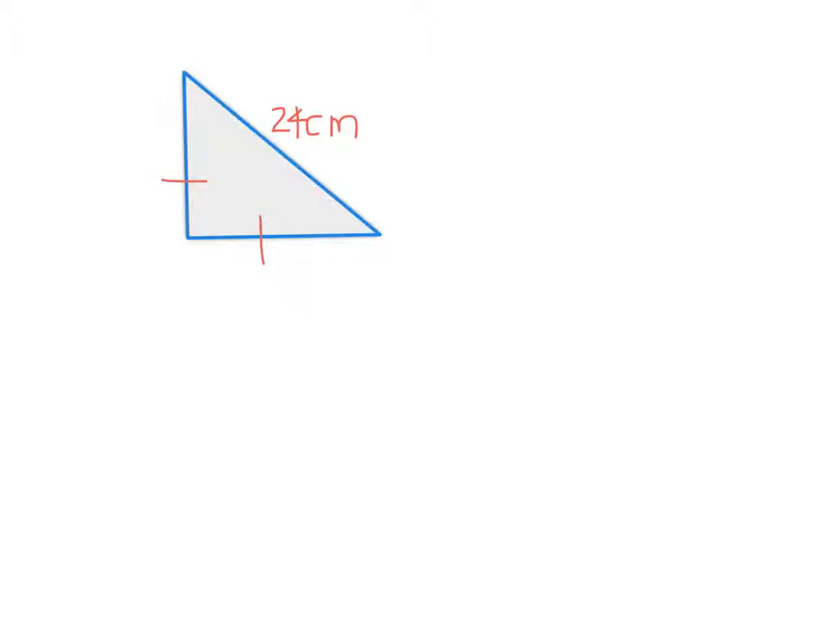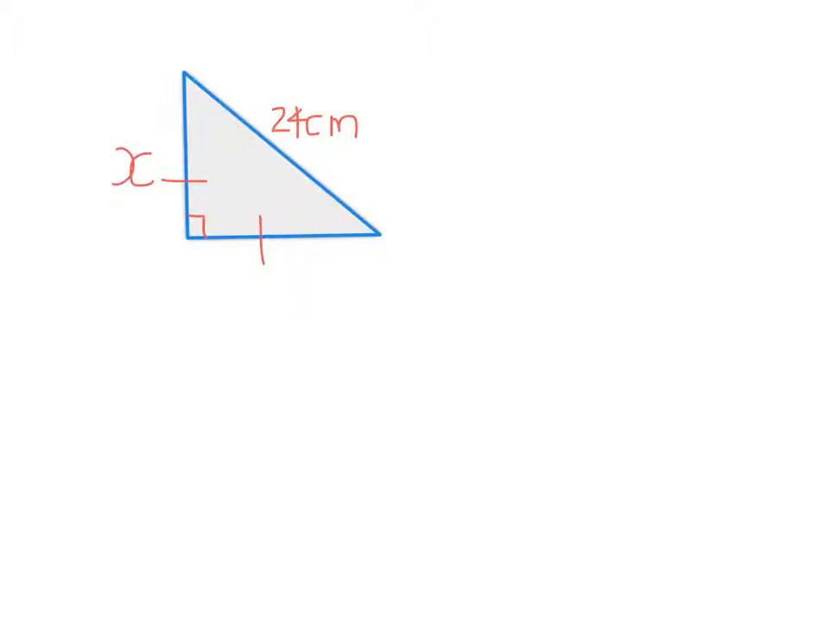So let's look at this right-angled triangle here. I know the hypotenuse is 24 centimeters, but I don't know either of the shorter sides. But I know that this triangle is isosceles. It has two sides equal. So I can actually use Pythagoras to find the length of the two shorter sides. I'm going to call them x.